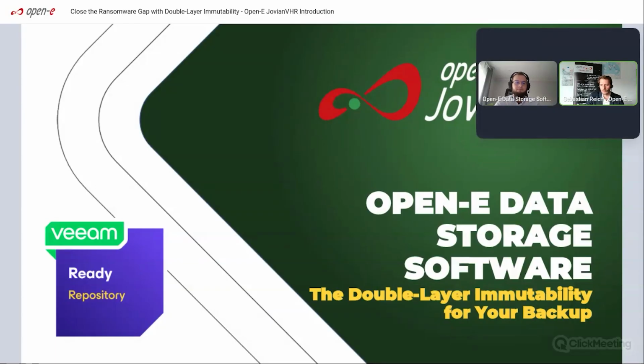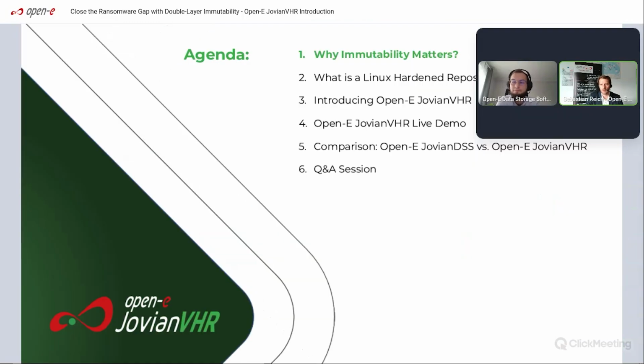Let's take a look at today's agenda. First of all, we're going to discuss why immutability is so important and why it matters. What is even a Linux hardened repository from Veeam itself? And of course, in the middle, we have our new product introduction, JovianVHR. Later on, we're going to see a quick live demo from Rafael. Next, a small comparison of where you can use OpenE Jovian DSS and where you can use VHR. And as in every webinar, we have a Q&A session at the very end.